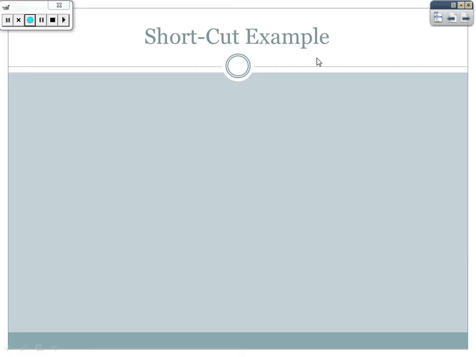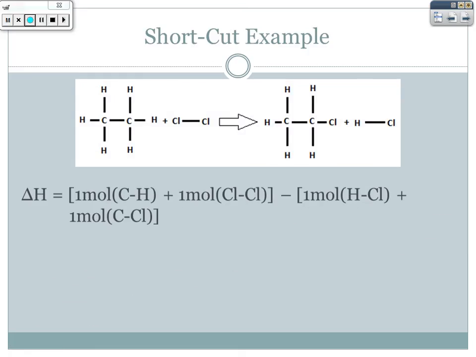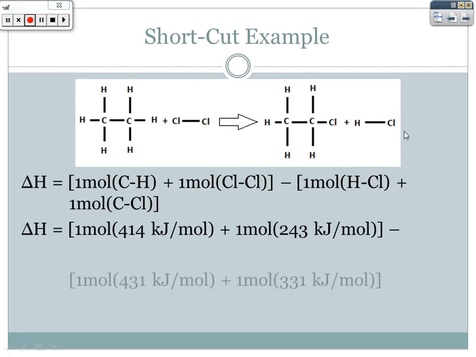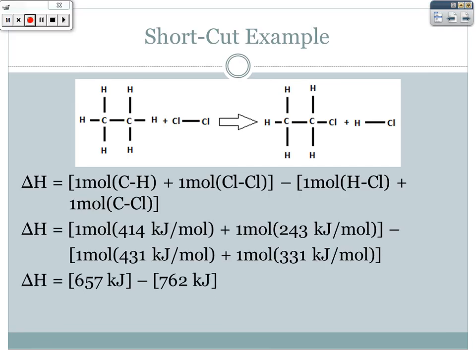So if I look at this, again, I'm only breaking 1 carbon-hydrogen bond and 1 chlorine-chlorine bond, and then I'm only making 1 chlorine-carbon bond and 1 hydrogen-chlorine bond. And so if I plug that in, it becomes 657 kilojoules minus 762 kilojoules. You still get the same answer of minus 105 kilojoules. It's just a lot less math. So if you can see which bonds are being broken and which ones are being formed and you want to use the shortcut, great. If not, you can do the long way, and that's just fine.